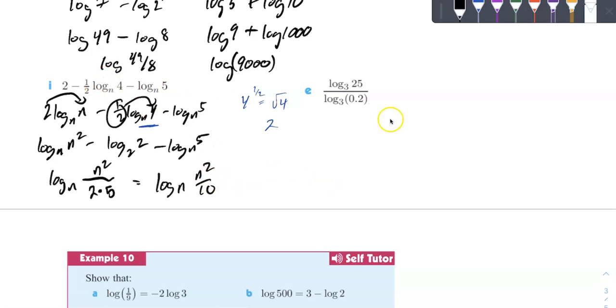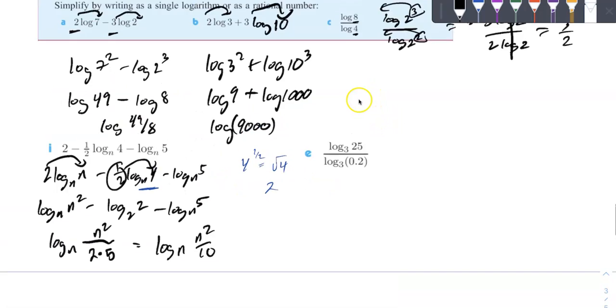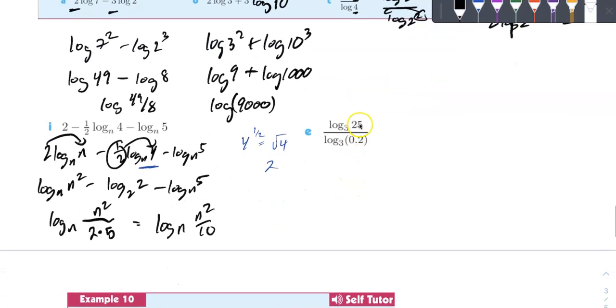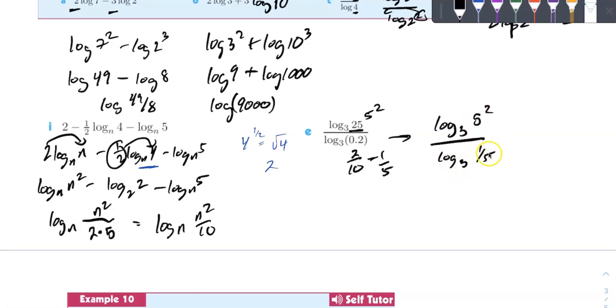Let's answer that one. Over here, kind of like the one we did over there, we want to try to combine this a little bit more. I could write this as 5 squared, 25. That's one I could think of. 0.2 is the same thing as saying 2 over 10, which is the same thing as saying 1 over 5. So let's just rewrite it. Log base 3 of 5 squared over log base 3 of 1 over 5. Now you want these to be exactly the same, so I'm going to rewrite this as 5 to the negative 1 power.